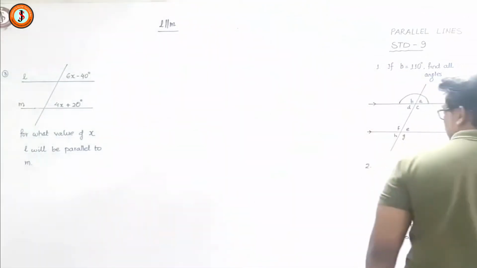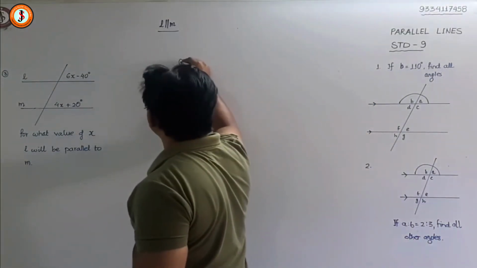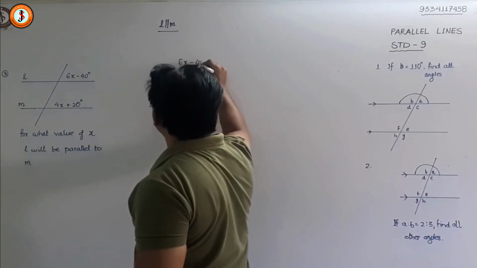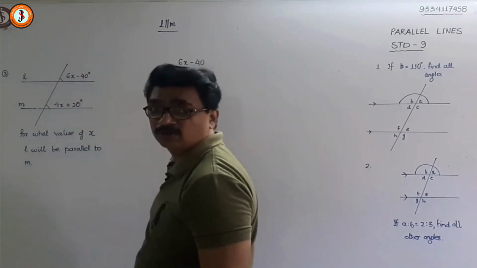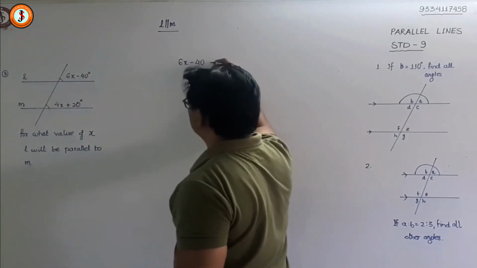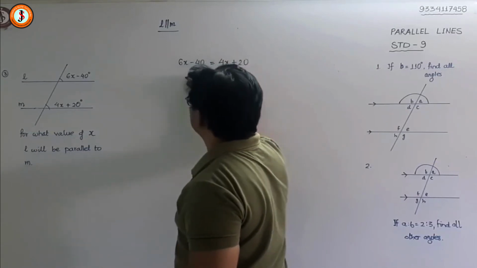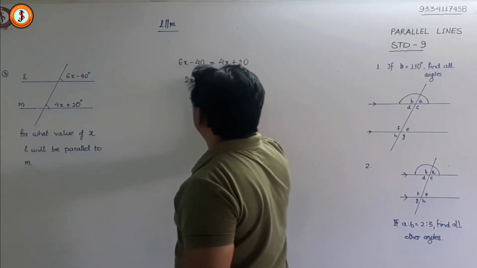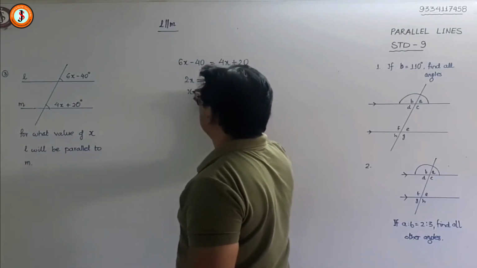We can move on. Now we come to the next question, which is very interesting. It is being said, what value of x will make these lines parallel? So 6x minus 40. If they are parallel, then these two angles should be equal, as corresponding angles. So 6x minus 40 is equal to 4x plus 20. So this goes this side. 2x is equal to 20 plus 40, which is 60.